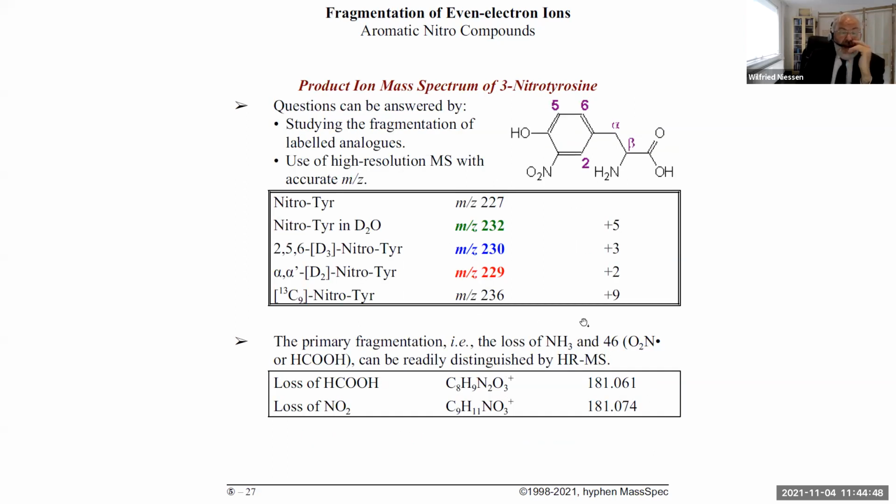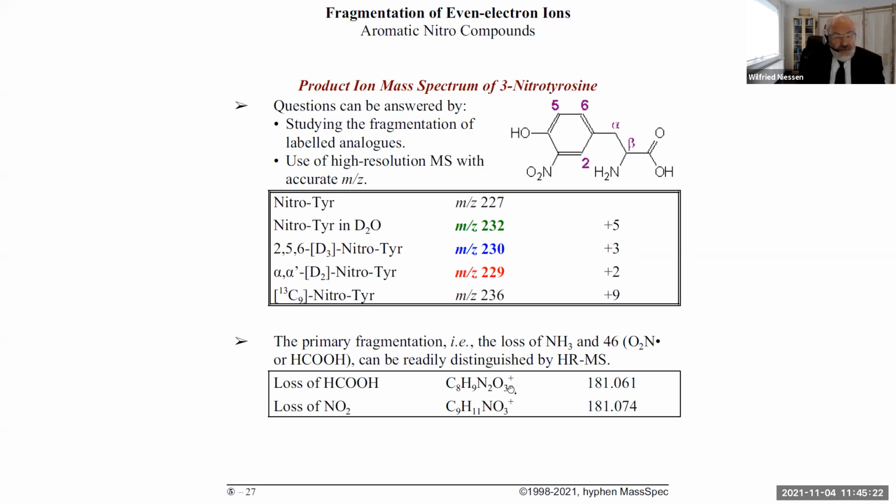Of course, the loss of the 46 we could very easily explain by using accurate mass data, because if we had the loss of formic acid, this would be the elemental composition, so this would be the accurate mass, or the exact mass actually. If we have the loss of the NO2 dot, we will get a different mass. So if we acquired the spectrum on a QTOF or an Orbitrap, we could immediately tell what is going on.